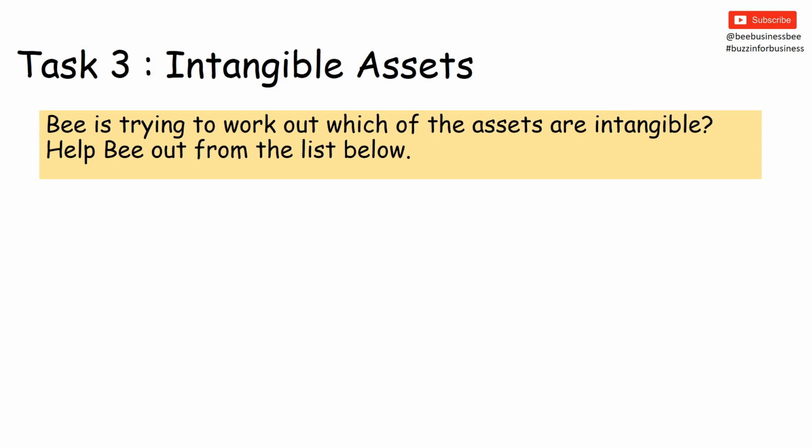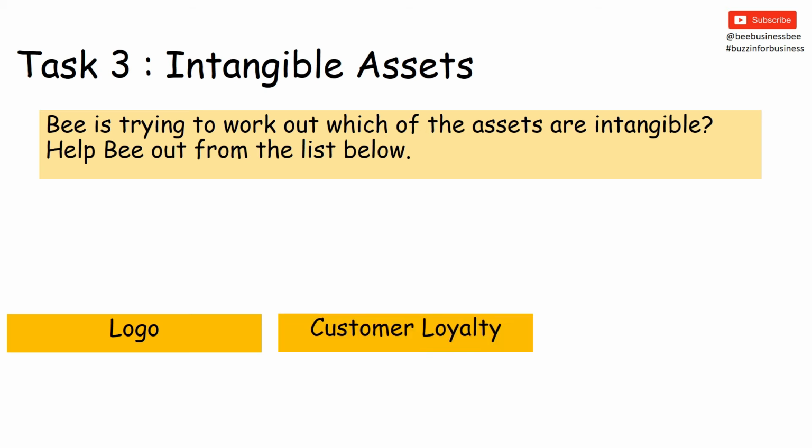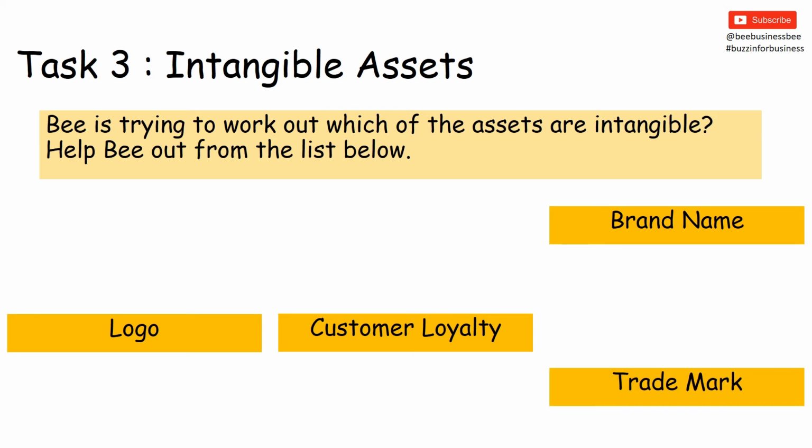So let's have a look at the answer, shall we? The first one we've got is a logo. You physically can't touch the logo. It's a drawing. You can't take it home with you. So it's an intangible asset. Customer loyalty. You can't touch customer loyalty, and that's quite important. The brand name would be another because you can't physically touch it. And the trademark could be another, because remember, if you trademark B Gym, obviously it's got a trademark. Again, it's a little item, but you can't physically touch it.